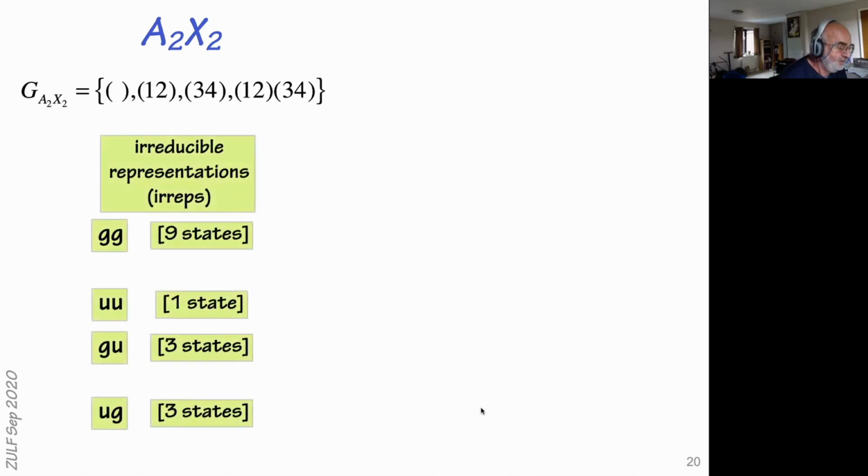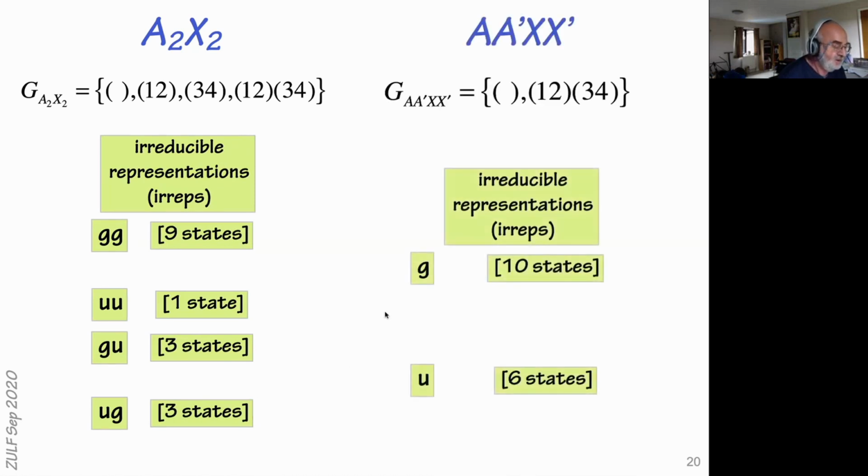So just to summarize so far, if you have an A2X2 Hamiltonian, which happens when you have magnetic equivalence, then you have these following IREPs, 4 IREPs, with 9, 1, 3, and 3 states. If you have magnetic inequivalence, the group has 2 elements, and you have 2 IREPs with 10 and 6 states.